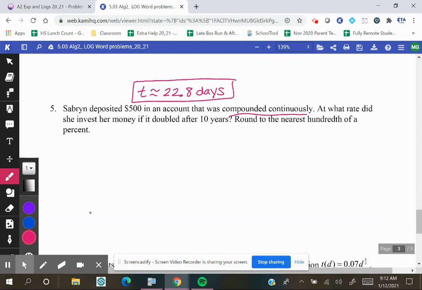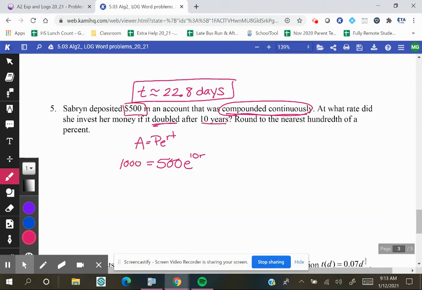All right, so the formula you should have used was your APERT, and I would know to use that because it says compounded continuously. Sabrin started with $500. E stays the same. I don't know the rate, but I know that her money doubled after 10 years. So doubling means I'm going to take 500 multiplied by 2.